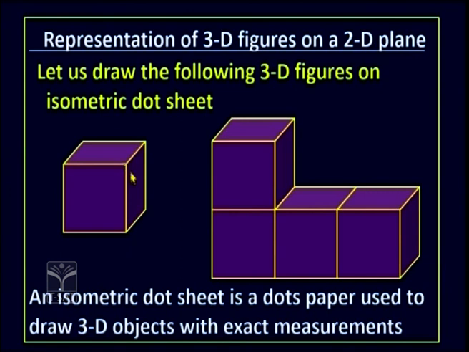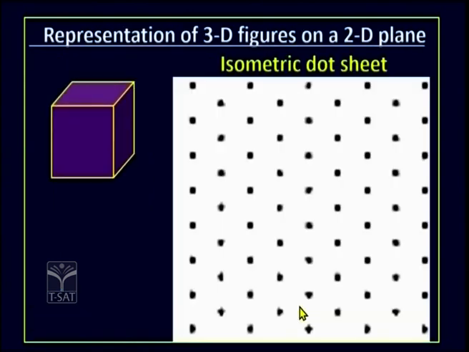Yes, we have to draw them on an isometric dot sheet. Children, what is an isometric dot sheet? An isometric dot sheet is a dot paper used to draw 3D objects with exact measurements. Now, I am taking the first object, children. This is the isometric dot sheet.